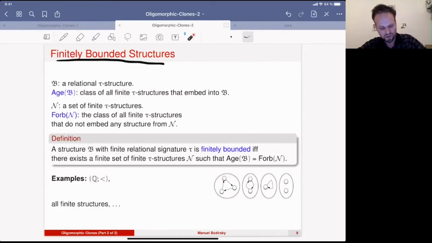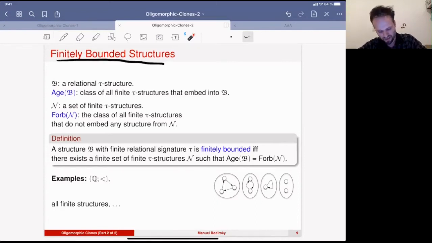So we have a structure. Already last time I defined the age of the structure. This is the class of all structures with the same signature that are finite and embed into the structure we started with, into B. That's the age of B. Now, the age sometimes can be described combinatorially with a finite amount of data in the following way. We fix a finite set of finite tau structures, N for no structures. We forbid them. So we look at the class of all finite structures that do not embed any of these no structures. This will be denoted by Forb of N. And I call a structure B finitely bounded if there is such a finite set of finite forbidden structures that describes the age. So the age of my structure should be precisely this class Forb of N.